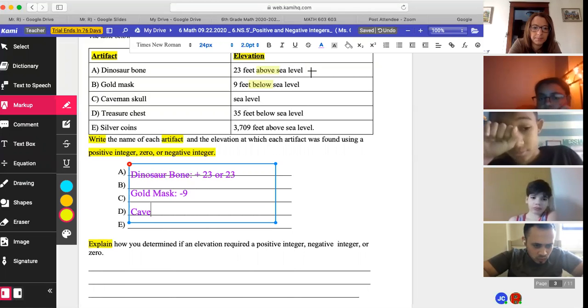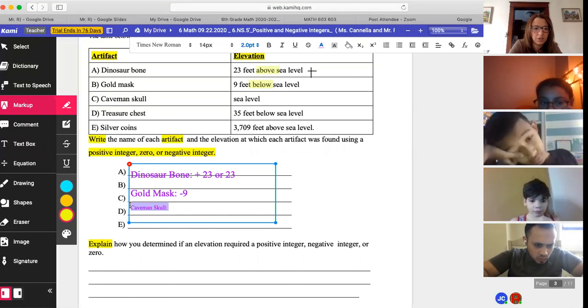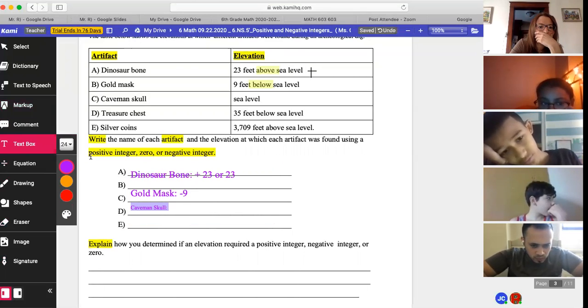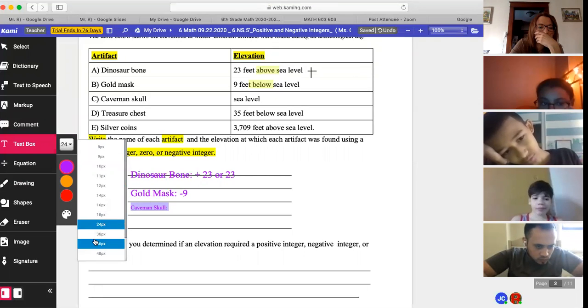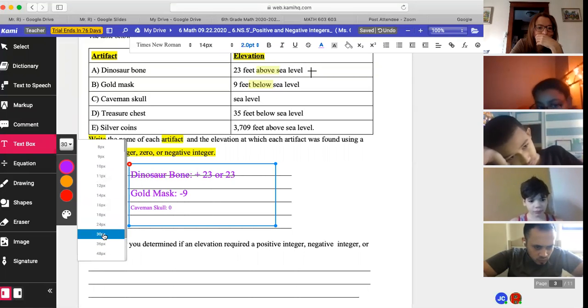Next, caveman skull. All right, on the chart it says sea level. What number is sea level, Daniel? 0. Sea level is 0. So let me just make that font a little bit larger. So next to sea level, we're going to write 0.